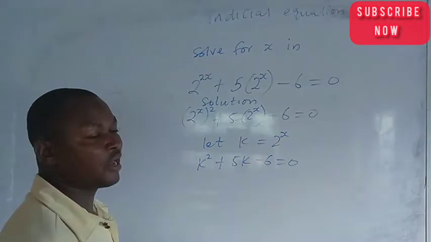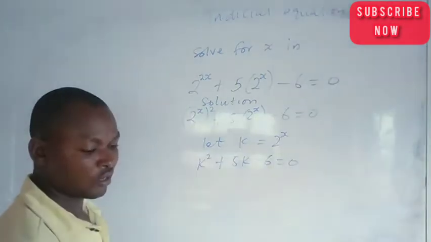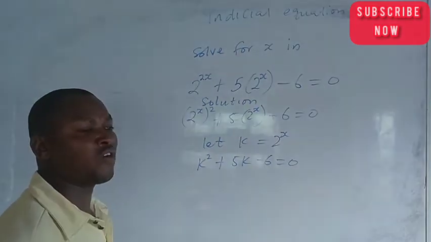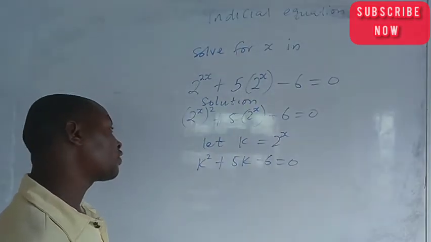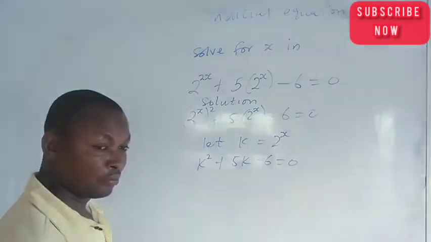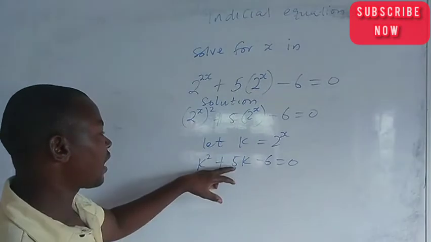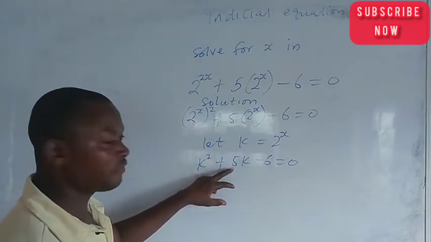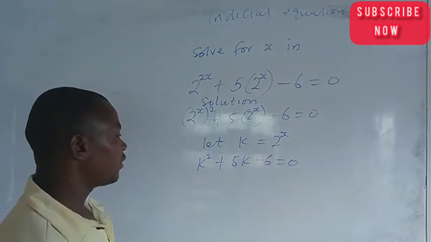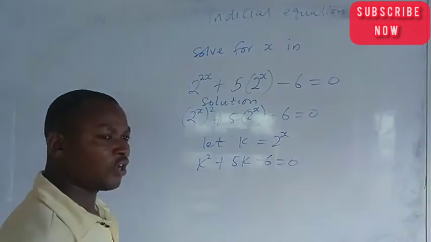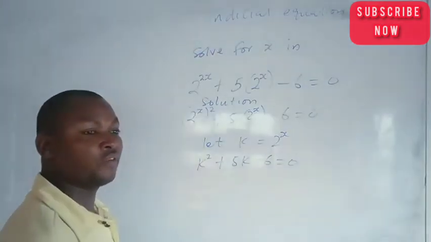We can use 5 methods to solve it. The first method is the factorization method. Factorization is used if it's factorizable. We check for two things that when we add them together, they give us 5, and when we multiply them together, they give us minus 6. It's going to give us 6, considering the sign. So the sign is very, very important.